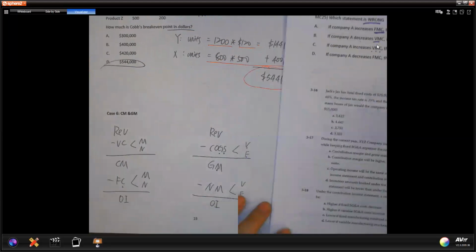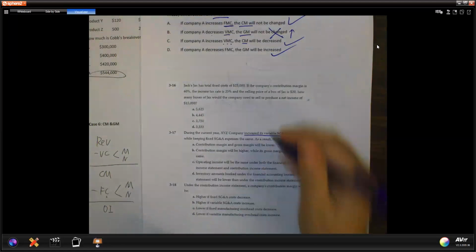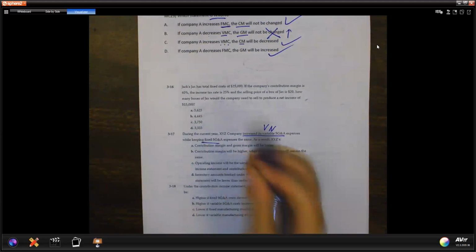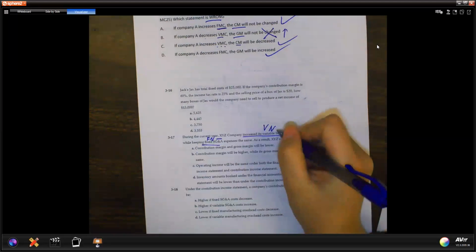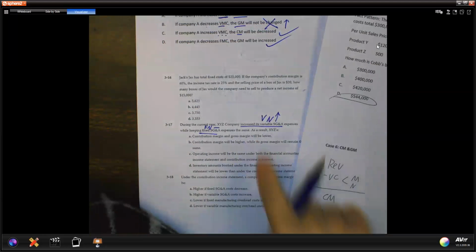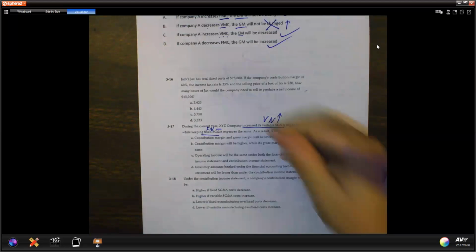So we do one more time. During the current year, you increased the variable selling and general administrative cost, the variable non-manufacturing, right? And keep your fixed expense the same. So you have a fixed non-manufacturing the same. You increase this. Okay, contribution margin will be lower. So you touch the variable non-manufacturing. When you touch variable non-manufacturing, contribution margin will be affected, but gross margin will not be affected. So this is not right.